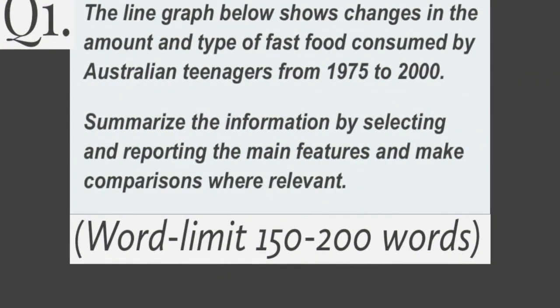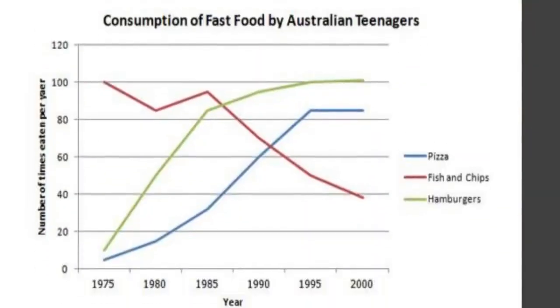In this video I have taken up the example of a line graph. The question is: the line graph below shows changes in the amount and type of fast food consumed by Australian teenagers from 1975 to 2000, and you have to utilize this information and write an analytical paragraph in about 150 to 200 words. You should summarize the information by selecting and reporting the main features and make comparisons wherever relevant.